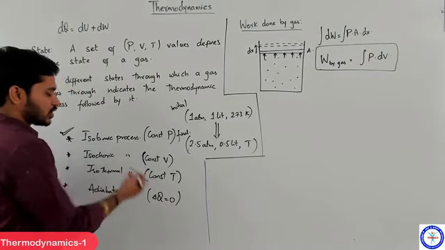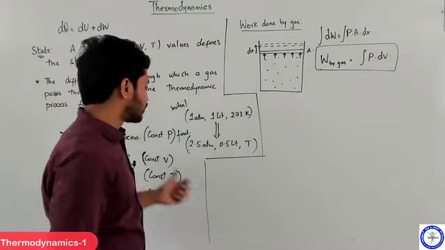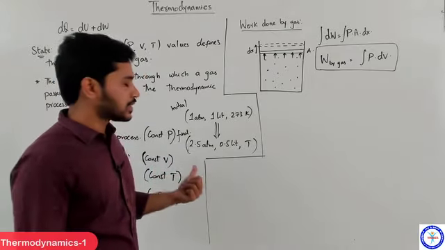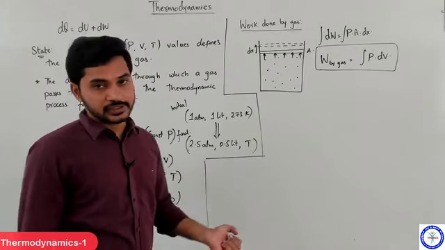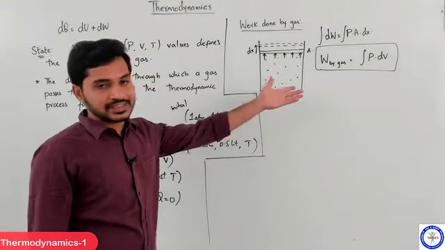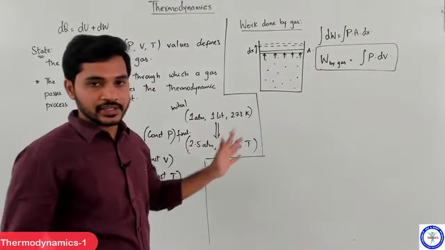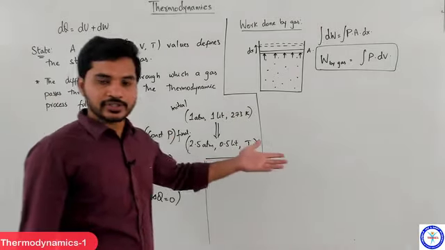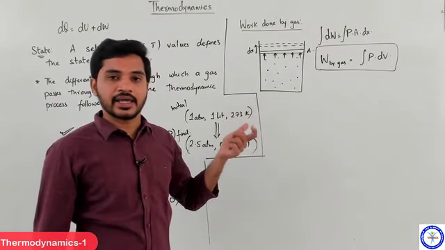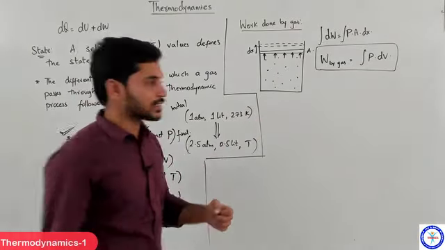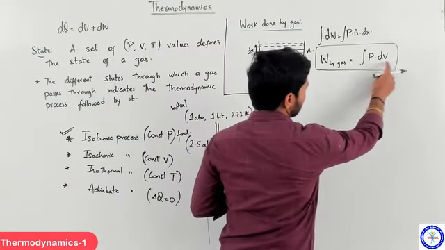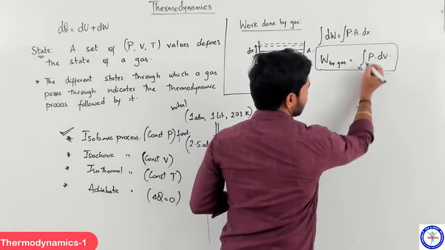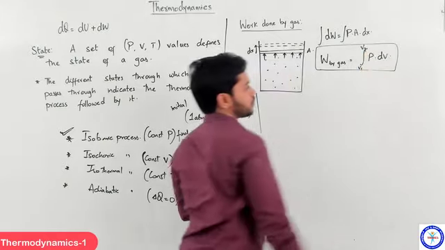We'll study each and every process one by one, and we'll also find out the work done by the gas in each of these four processes. Clear? So that is the expression which we should use for any general process. Whether it is one of these four or any other random process given to you, the general expression for work done by a gas is integral of PdV from initial volume V1 to final volume V2.